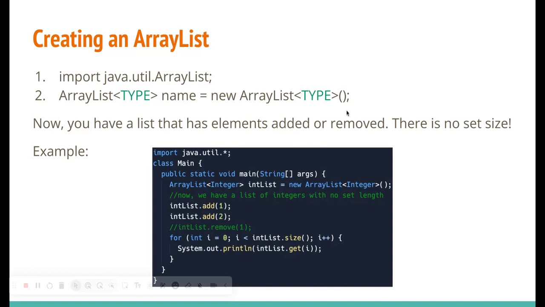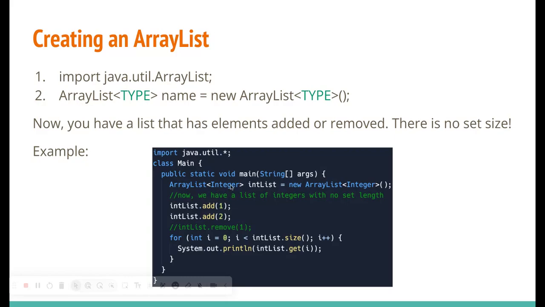This may seem like a lot, but all you have to remember is that all you're changing is the name right here and the type. The type has to be any sort of object. So it could be a string, but if you want to use, for example, an int, instead of saying ArrayList of int, you say ArrayList of Integer, like we have here.